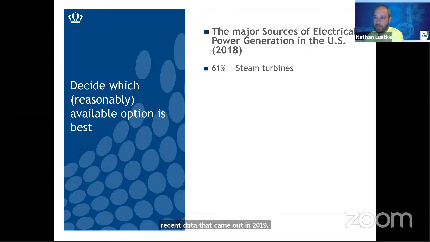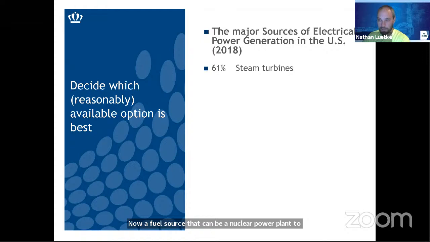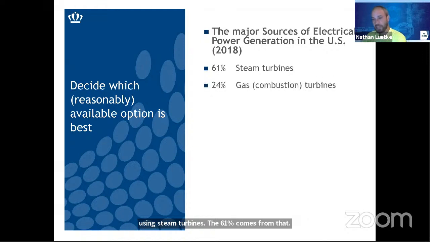61% of the power produced in the US is from steam turbines. The fuel source could be a nuclear power plant, natural gas, or coal. They're all steam power plants using steam turbines, but 61% comes from that. 24% came from gas turbine combustion power plants. The device is very similar to what you see in a jet engine, but the application, what you're doing with the exhaust gases coming out of the combustion chamber, is different, though it's a similar device.